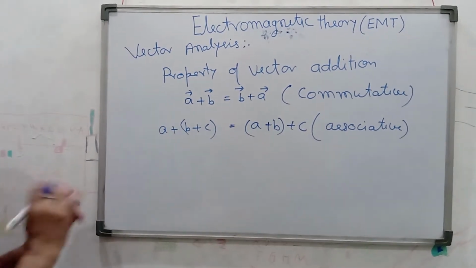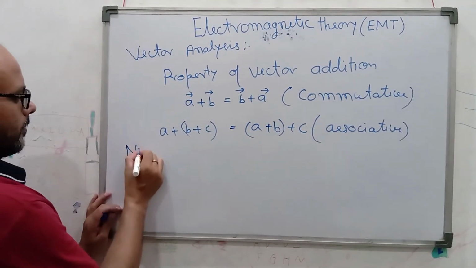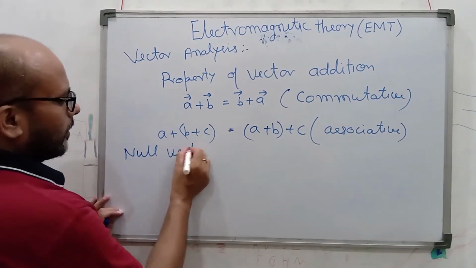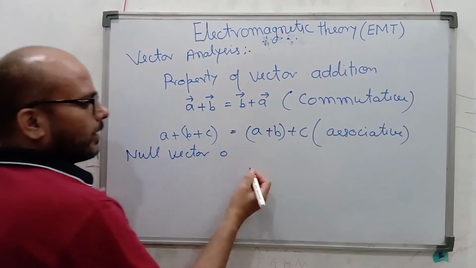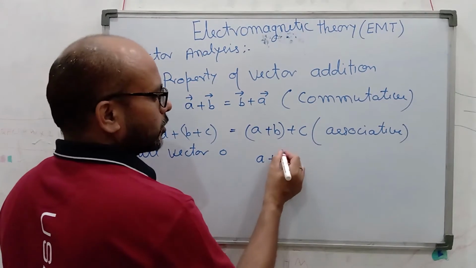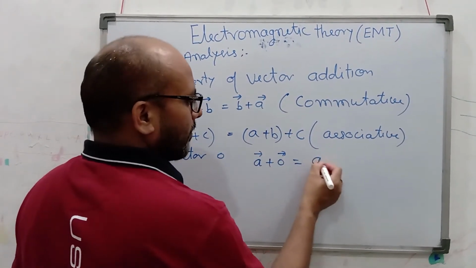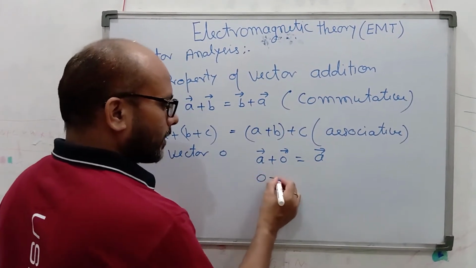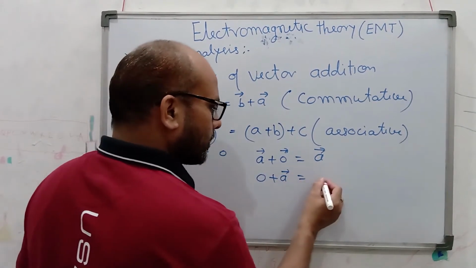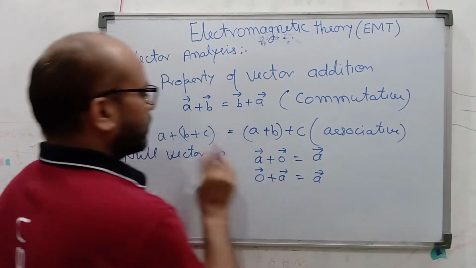One thing, that is the null vector. Null vector means zero vector. You can add any vector: A vector plus the null vector is equal to A vector, and again the null vector plus A vector is A vector. So null vector means zero vector.